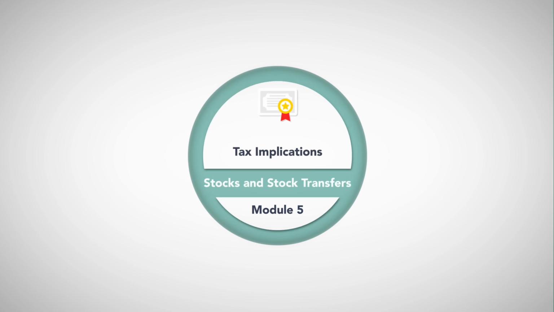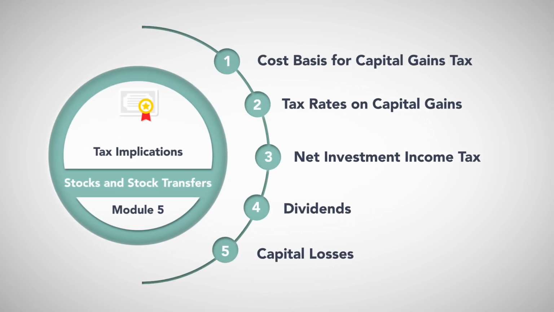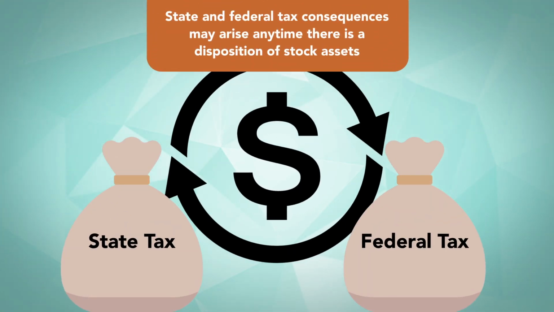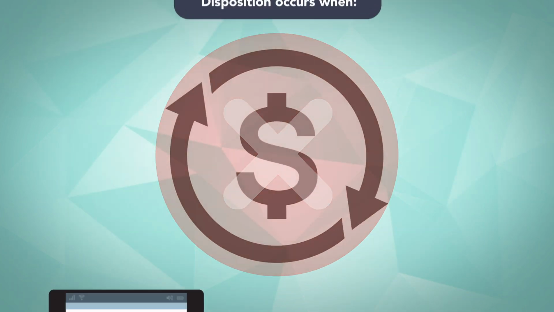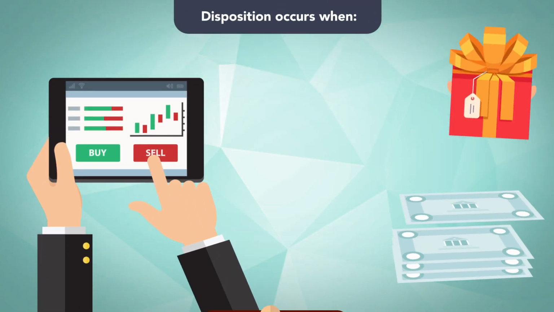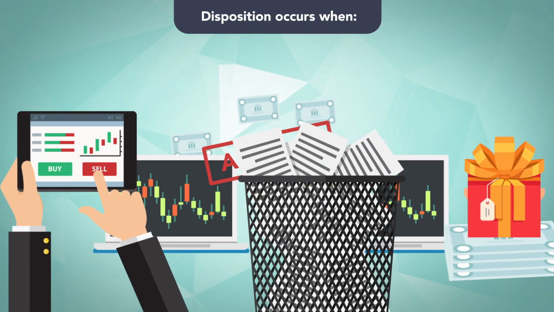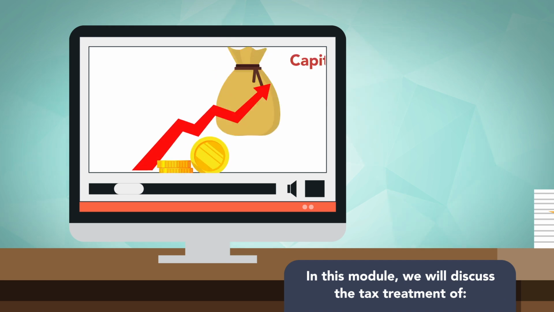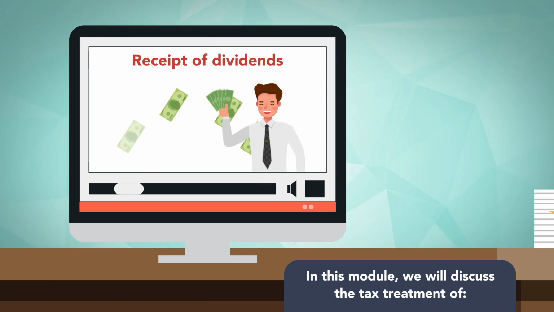Module 5. Tax Implications. State and federal tax consequences may arise anytime there is a disposition of stock assets. Disposition occurs when stocks are sold, gifted, assigned, or otherwise disposed of. In this module, we will discuss the tax treatment of capital gains, losses, and the receipt of dividends.